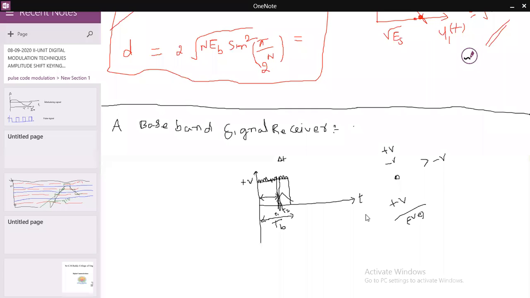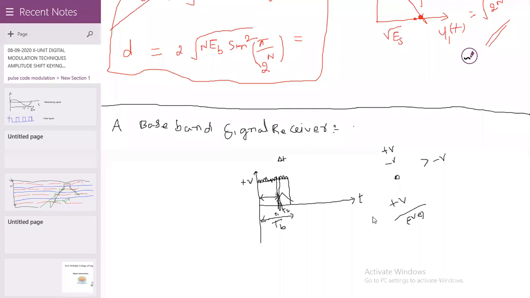Please, here, do you understand how we can identify that there is an error along with that data signal?